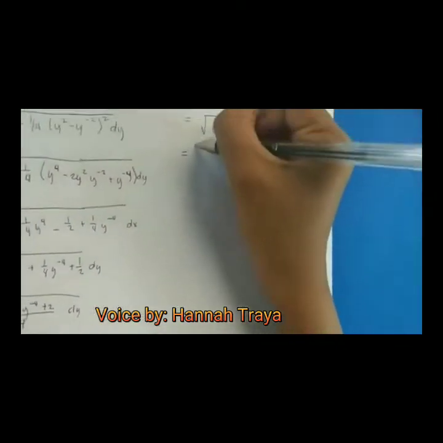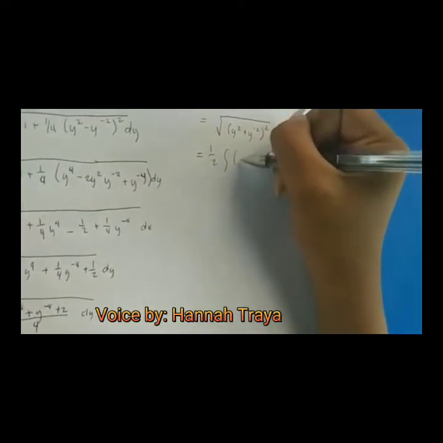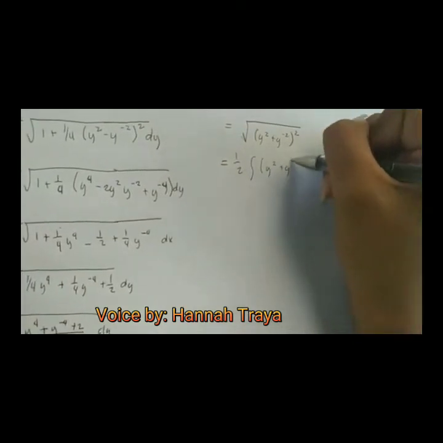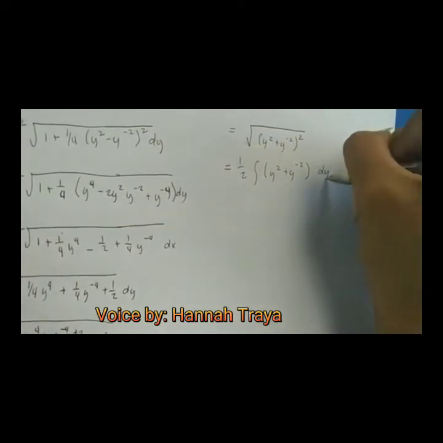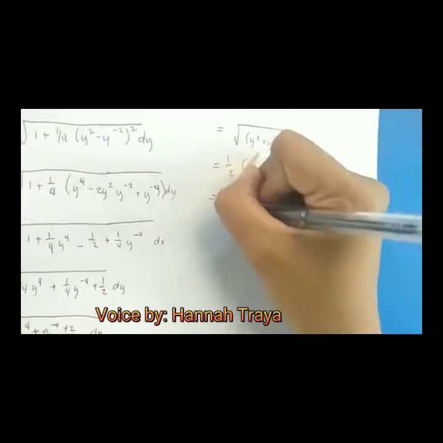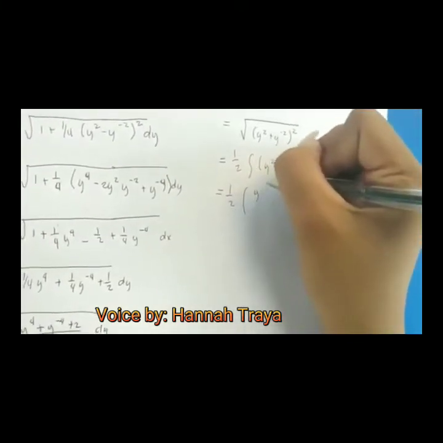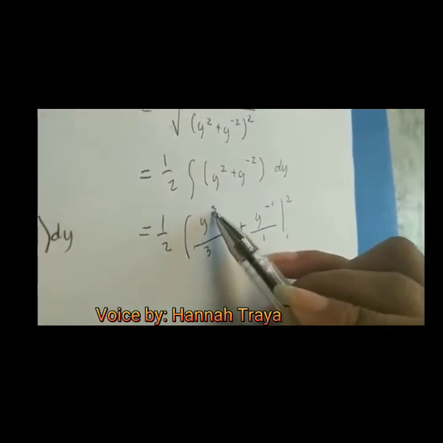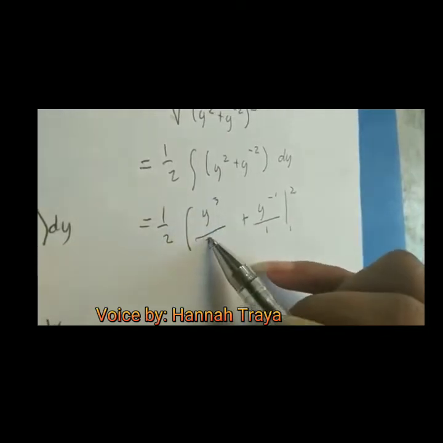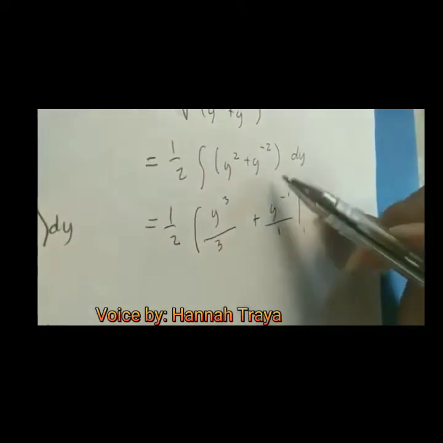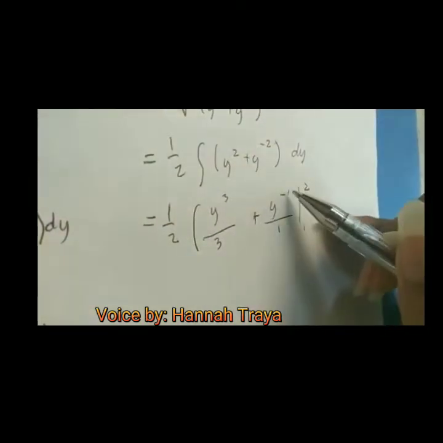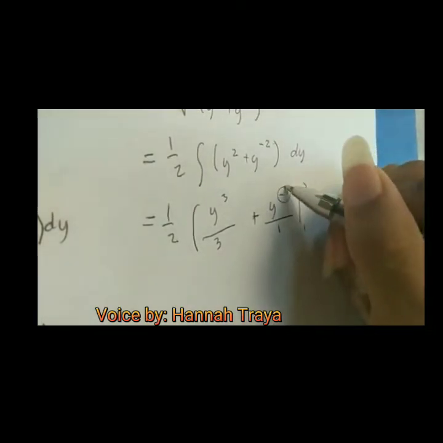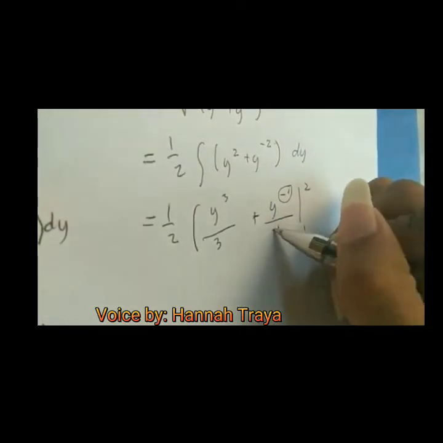So, equals 1/2 times the integral of (y squared + y to the power of negative 2) dy, equals 1/2 times the antiderivative. 2 + 1 gives y cubed. For the exponent here, negative 2 plus 1 is equals negative 1, so the exponent in the denominator is negative 1.